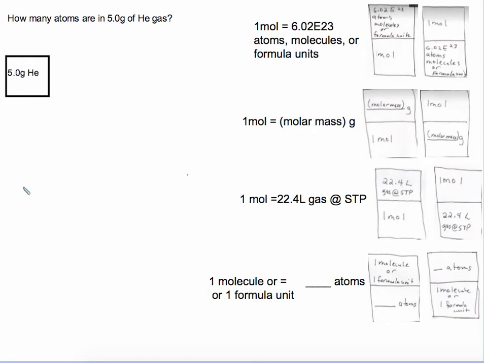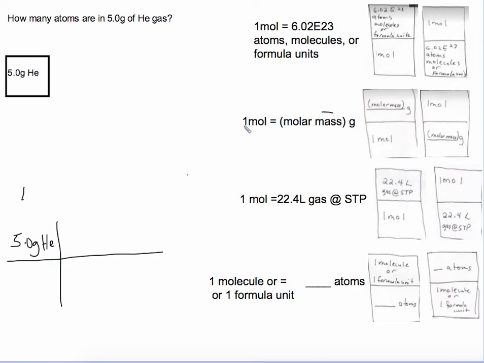You could make a picket fence, but you could start off with 5.0 grams He in the picket fence. So this box right up here represents the picket fence. Now, one thing that some people are having problems with is you will have these conversion factors written out on the board. They're not in the block format like this, but they're written like this right here. And some people have problems figuring out which way to put them in.